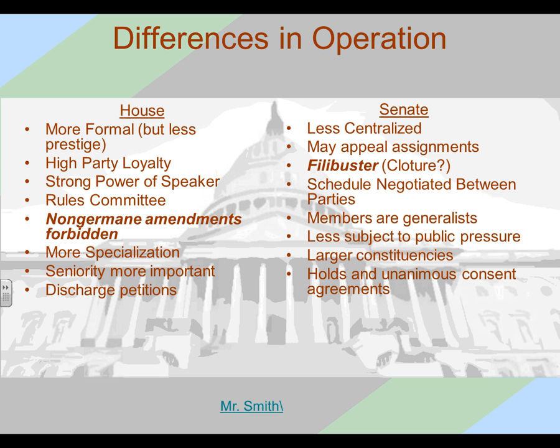Okay, so let's switch gears and talk about the Senate now. Again, the Senate is much less centralized. There's much less authority or power vested in the leadership. For example, if you're assigned to a committee that you don't like, you can appeal and say, I don't like this committee. And so long as you can find somebody to switch with you, that's allowed. No problem. They want everyone to be where they want to be.